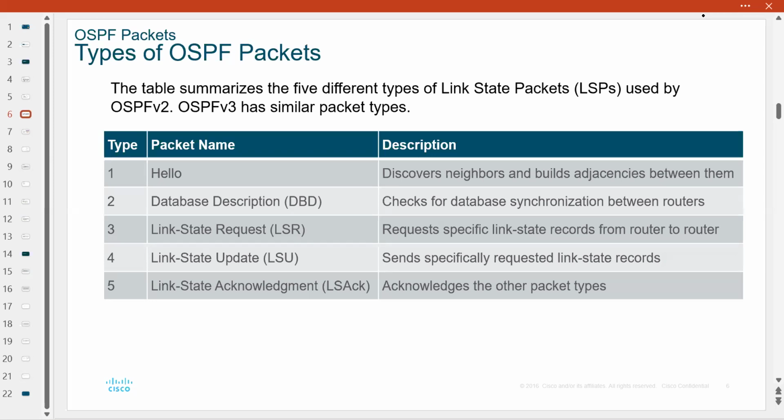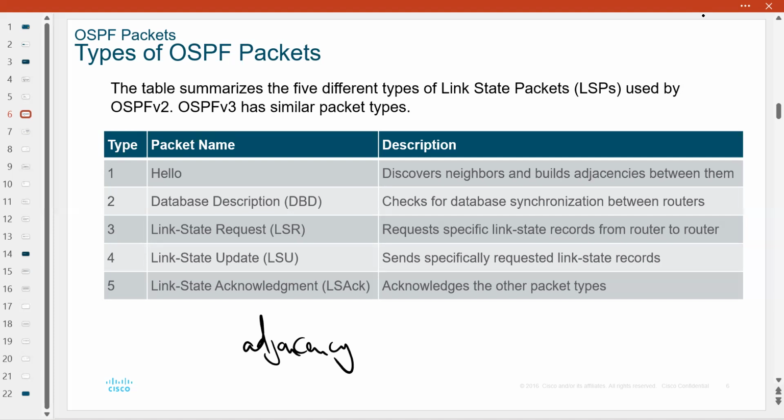As I mentioned in the previous slide, the packets are used to exchange information. We have the hello, which discovers neighbors and builds adjacency between them. With the hello packet, a router sends and listens for hello packets. Why? To form what we call adjacency. Adjacency is basically establishing communication between two routers. It's like when two people meet: hello, how are you, neighbor?